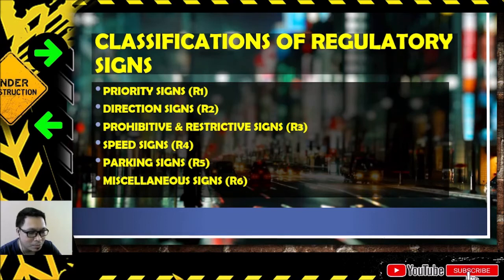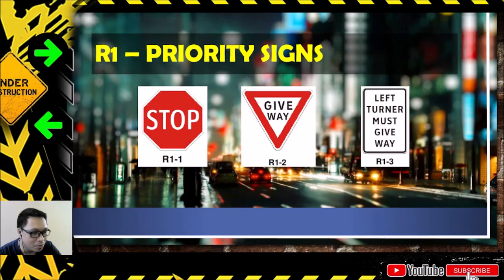Okay, it also tells some specifications or conditions when it comes to using the traffic signs, such as the following. We have classifications of regulatory signs: priority signs, direction signs, prohibitive and restrictive signs, speed signs, parking signs, and miscellaneous signs. Let us discuss the priority signs. The priority signs are these three, the only three priority signs: the stop sign, the give way sign, and the left turner must give way.